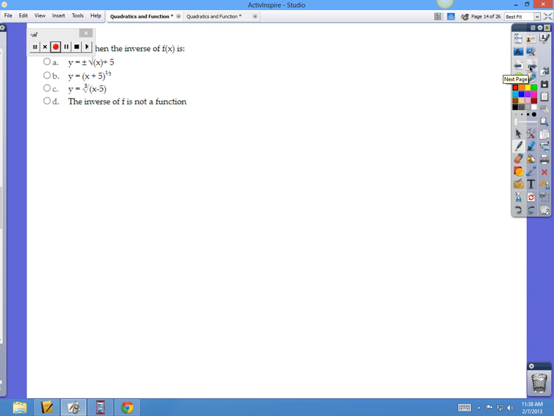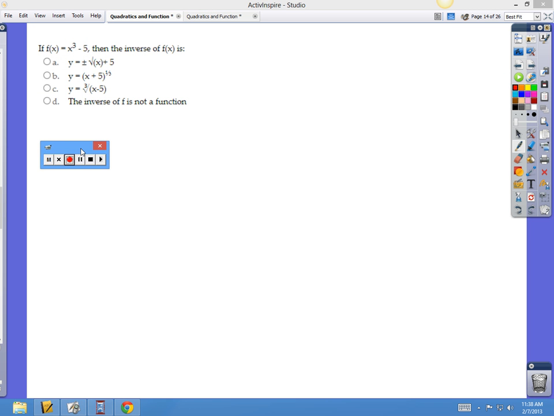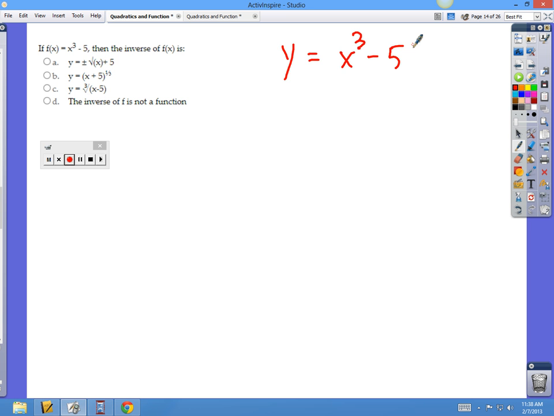This problem right here, the inverse. Okay, your function, step number 1, replace f of x with y. So y equals x cubed minus 5. And then there's just 4 steps you follow. Step number 1, interchange your x and y. So it's going to be x equals y cubed minus 5.